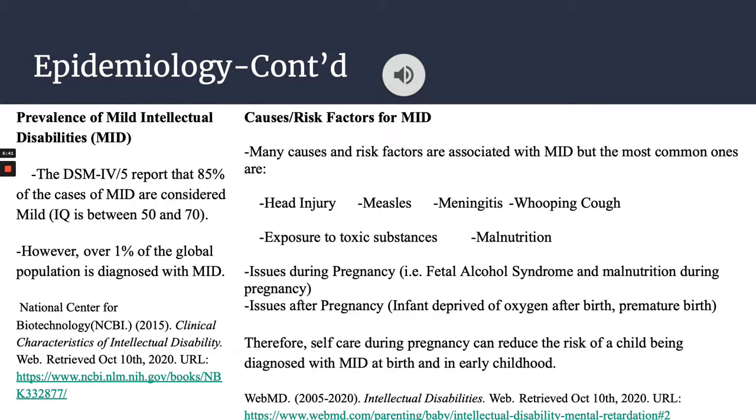And another, as I mentioned before, is that MID is preventable if there is self-care during pregnancy. So, issues during pregnancies such as alcohol consumption or drug consumption and malnutrition during pregnancy can severely increase the diagnosis of a child having MID. And also issues after pregnancy, so after the baby is born, the infant is deprived of oxygen after birth, or sometimes if the birth is premature. And then, just in summary, MID is preventable, and there is a great reduction of it if there is a lot of self-care during pregnancy, and also the mother takes care of herself, and then these risk factors and causes are greatly reduced.